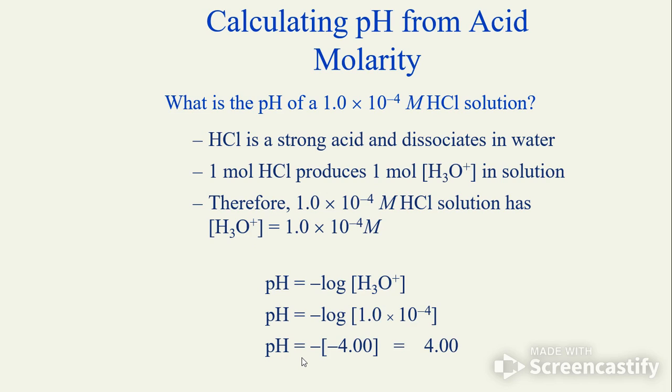Let's take an example. How do we calculate the pH of 1.0 times 10 power negative 4 molar hydrochloric acid solution? We know hydrochloric acid is a strong acid, so it dissociates completely in water to produce the same number of moles of hydronium ions. Therefore, the hydronium ion concentration equals this number. So substitute and solve, then you get 4.00 as the pH.